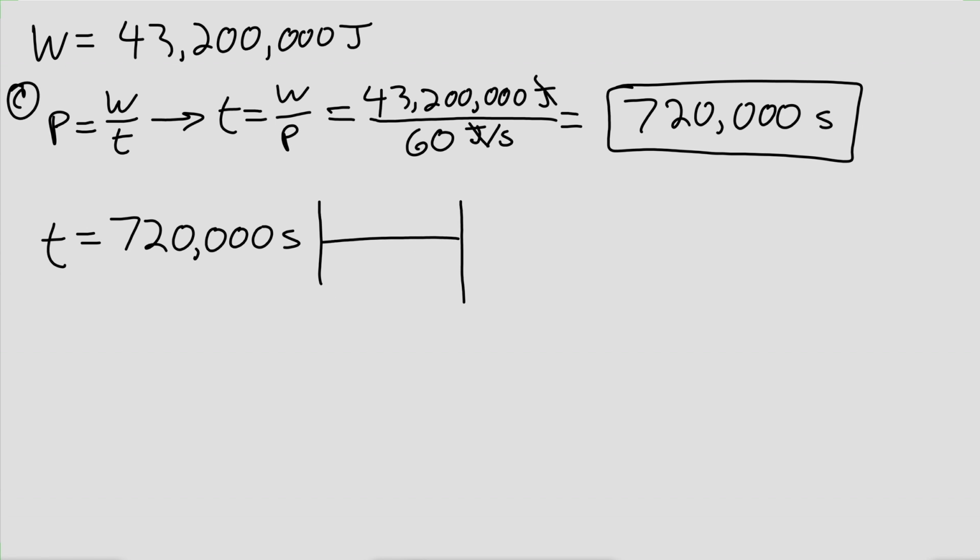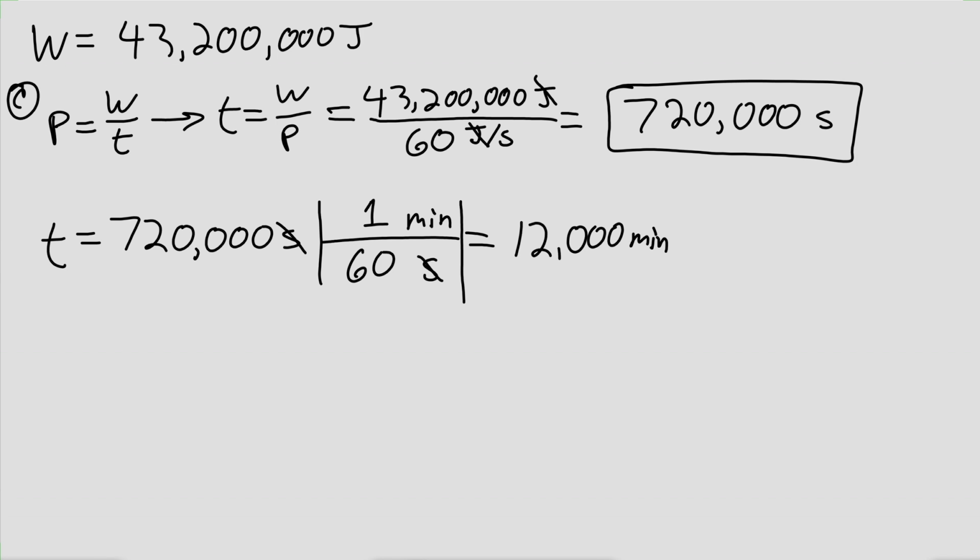I want to get out of seconds into minutes. I have seconds on the top, which means I put seconds on the bottom and minutes on the top. I know that 60 seconds is 1 minute. When you're doing the field goal posts, you need the thing on the top to be equal to the thing on the bottom, just in different units. By doing this, seconds will go away, and I will have an answer in minutes. 720,000 times 1 divided by 60 gives me 12,000 minutes.